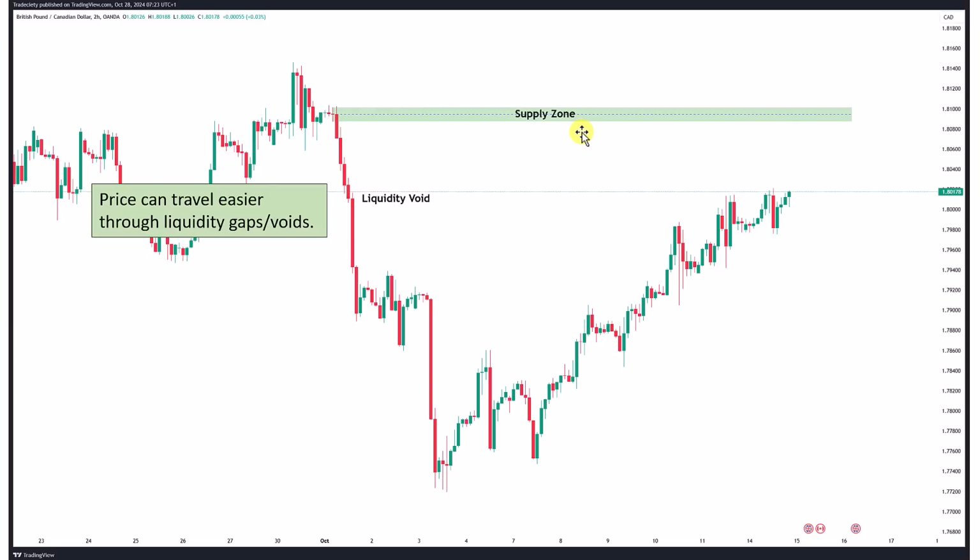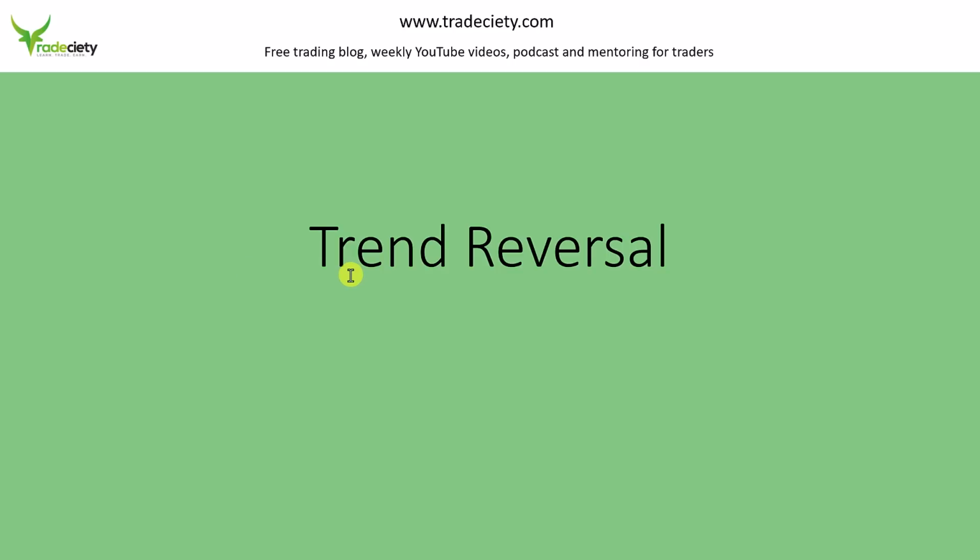And the 2 hour, the higher time frame, is typically used to identify major structures. In this case, we're looking for supply and demand zones. Let's talk about trend reversals. Trend reversals are a little bit more tricky to trade, but you can make it work.